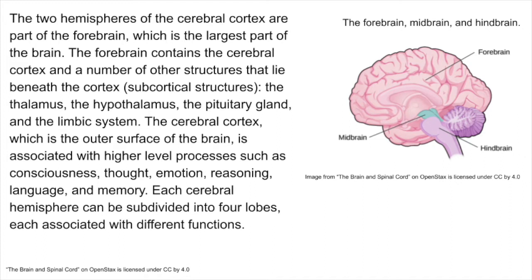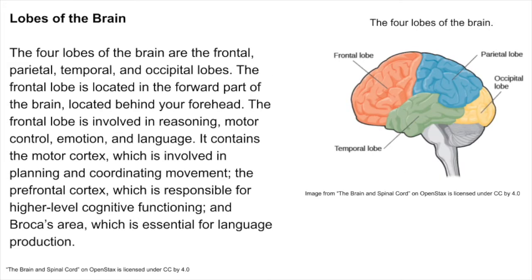Each cerebral hemisphere can be subdivided into 4 lobes, each associated with different functions. Lobes of the brain. The 4 lobes of the brain are the frontal, parietal, temporal, and occipital lobes. The frontal lobe is located in the forward part of the brain, located behind your forehead. The frontal lobe is involved in reasoning, motor control, emotion, and language. It contains the motor cortex, which is involved in planning and coordinating movement, the prefrontal cortex, which is responsible for higher level cognitive functioning, and Broca's area, which is essential for language production.